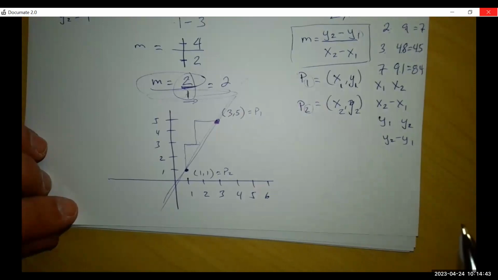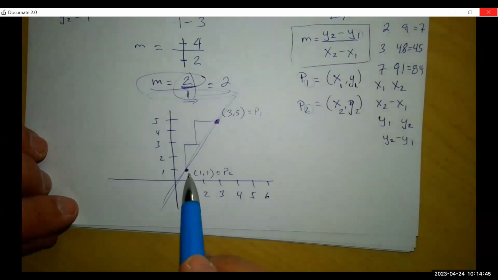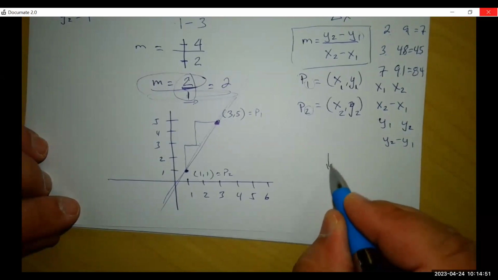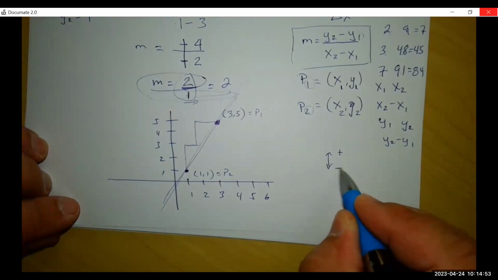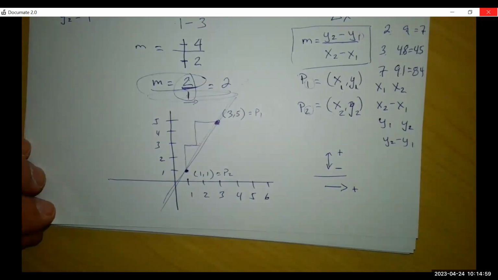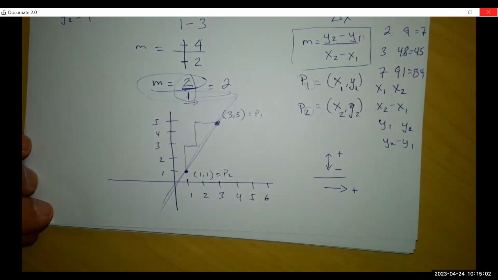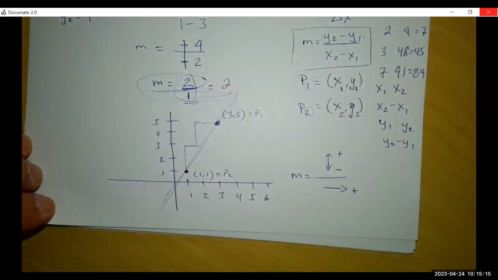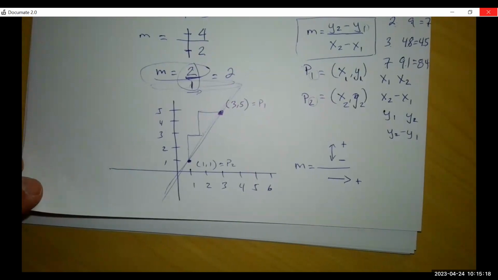So that's how you read the slope. If it's negative, I would have gone down and always to the right. For slope, the top number can be positive, it goes up, or negative, it goes down, and the bottom number is always positive. So that's how you find slopes if I give you 2 points. What if I give you a graph?